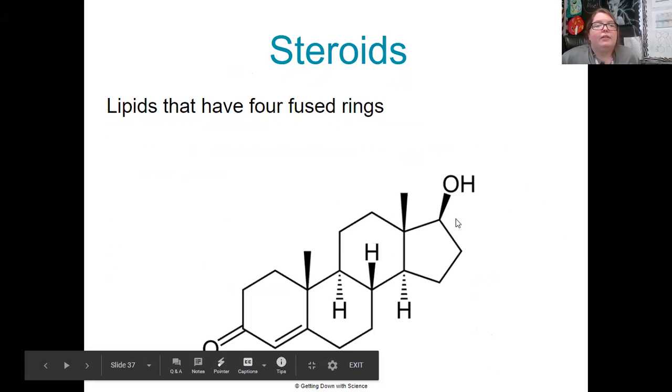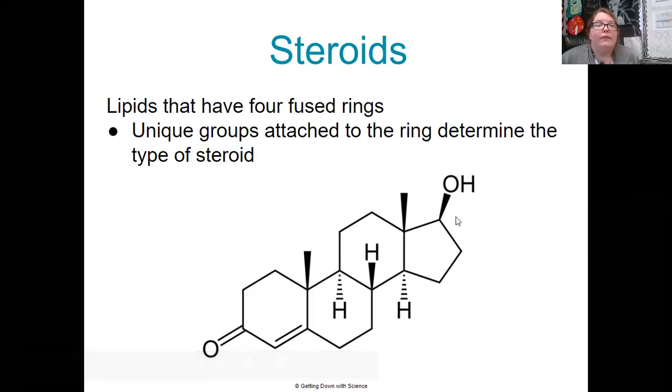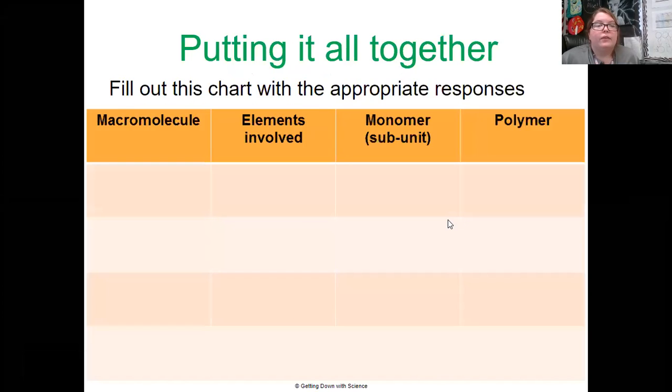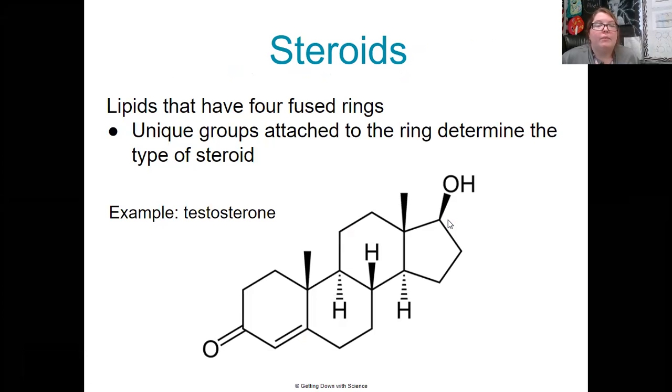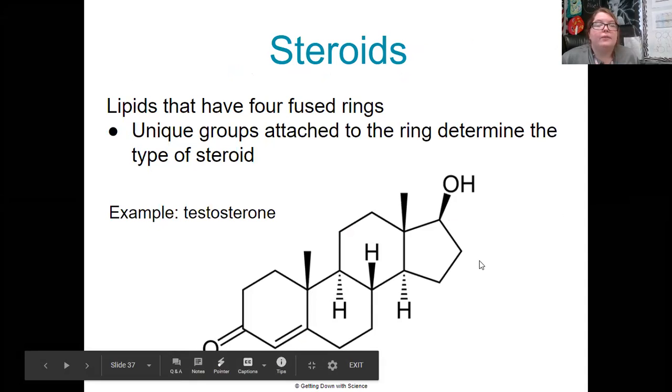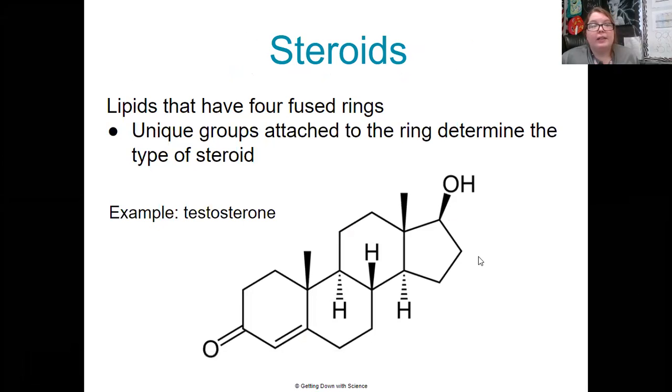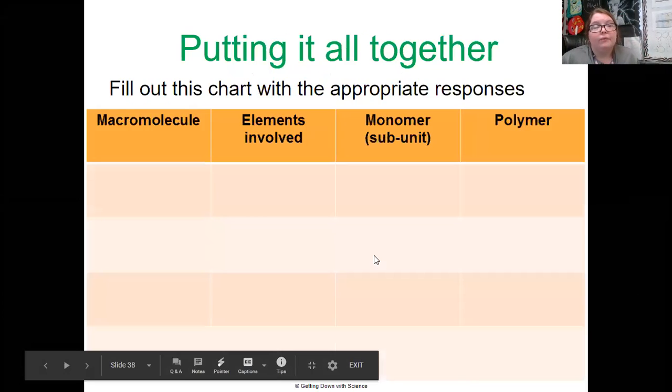So let's talk about steroids real quick. They're lipids that have 4 fused rings. Unique groups attached to the ring determine the type of steroid. Like we said, testosterone was 1. So if you see these 4 ring groups, it's probably a steroid. I probably am not going to test you on this, but it's a thing to know. If you're going to go into any kind of medical field, you're going to hit this hard and heavy later when you get to college.